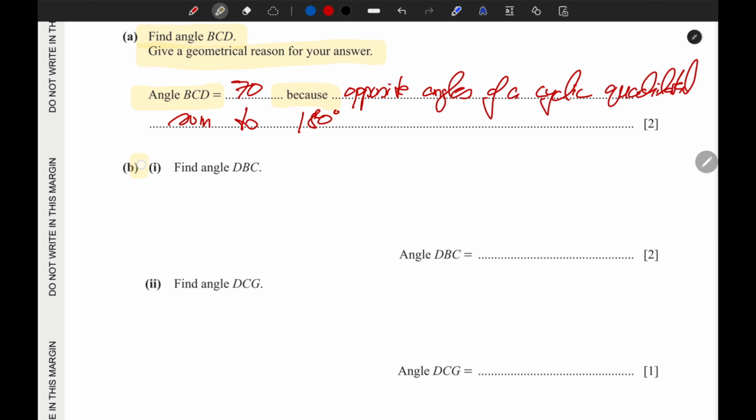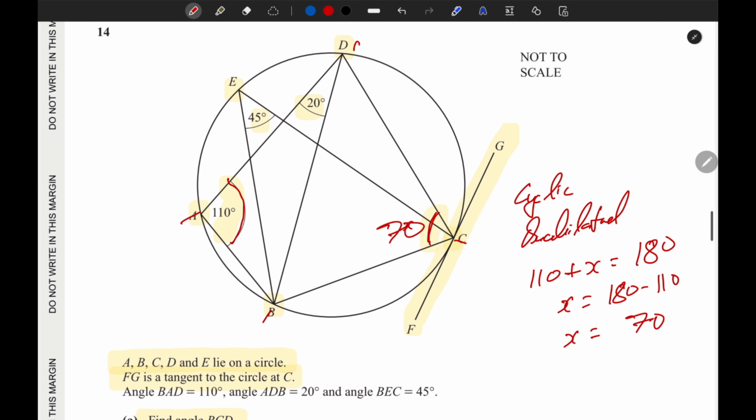Okay, now you have to find angle DBC. Now to find angle DBC, basically you have to find this angle. Okay, so I'm changing the pen now.